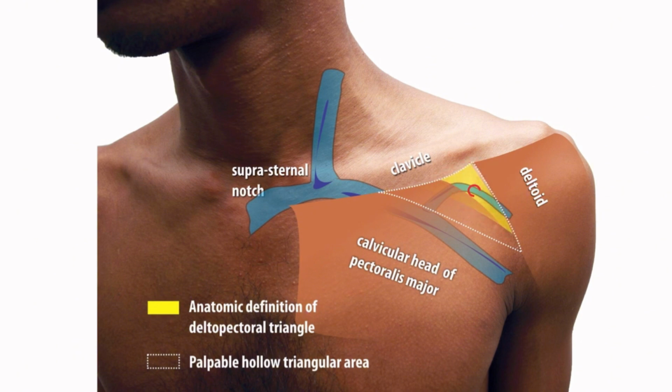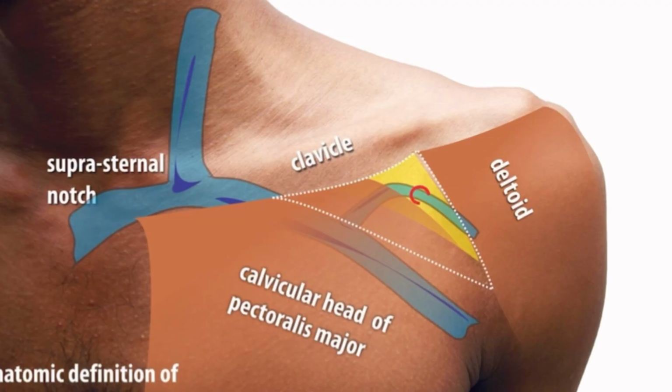Anatomically, the triangle contains three boundaries: the medial boundary, the lateral boundary, and the superior boundary. The three boundaries are surrounded by three different parts. So let's look at the borders of the deltopectoral triangle.